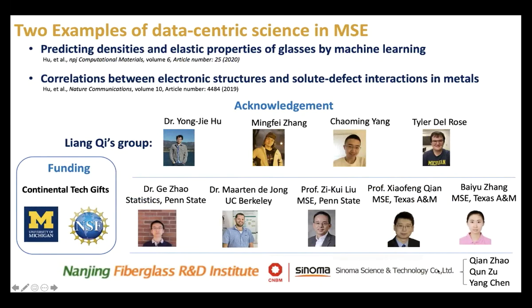The first example is predicting densities and the elastic properties of glass by machine learning, which is more focused on how to generate and use the data. And the second example is the correlation between electronic structure and solute-defect interactions in metals, which is more related to how to use physical mechanism in our learning process.